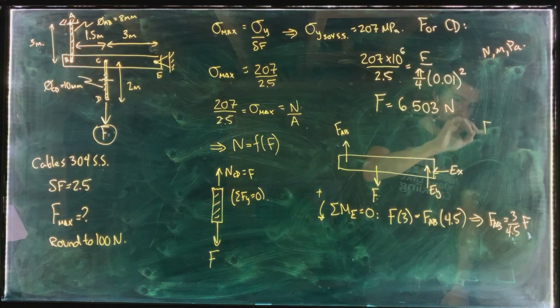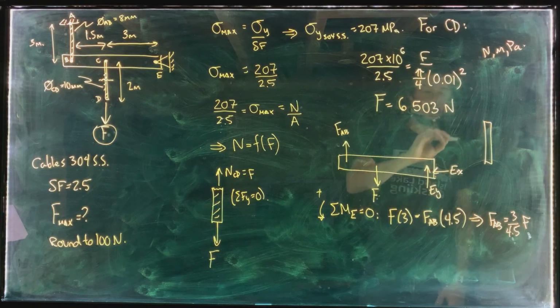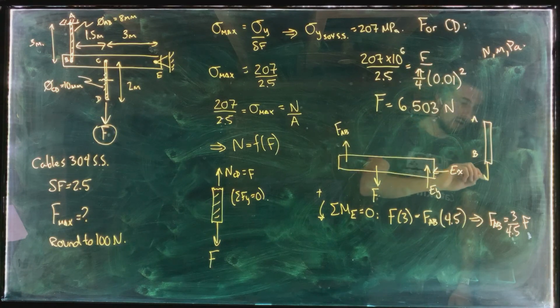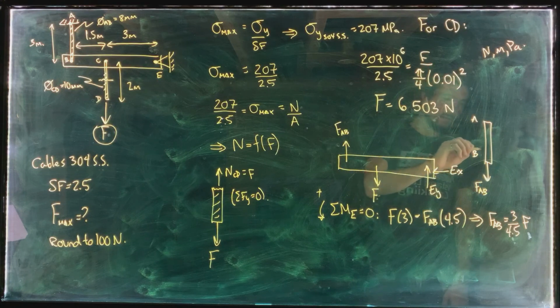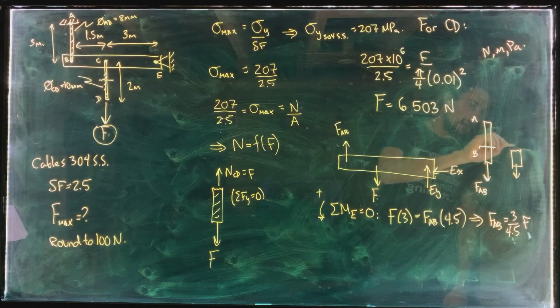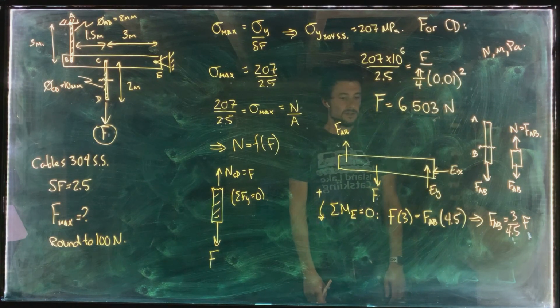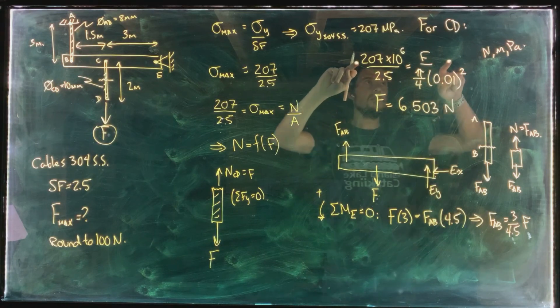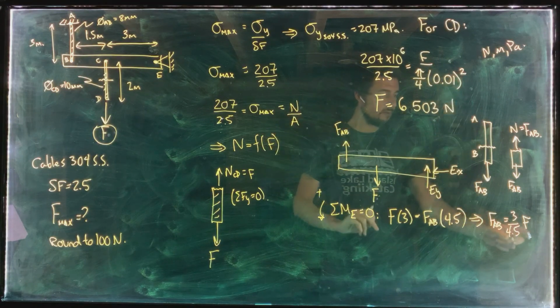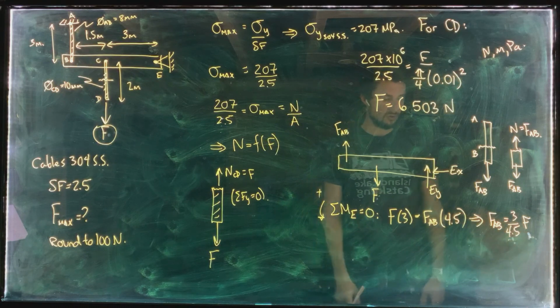So if we draw cable AB now, here's A, here's B, then if FAB is upwards in this diagram, FAB is downwards in this diagram, and then if we do a section cut through the cable, we see that the internal normal force is equal to FAB there. Right, so now we can do the exact same thing we did for cable CD, but for cable AB, using this as the internal normal force.